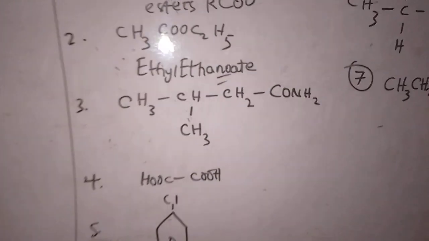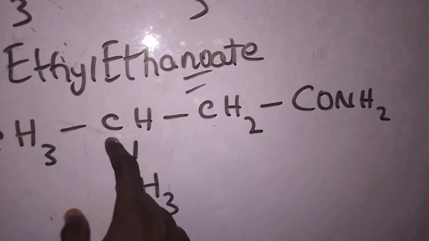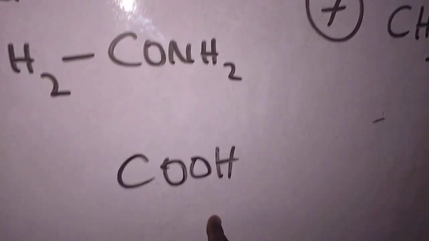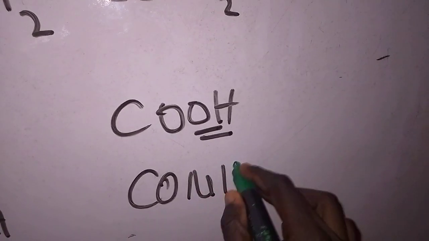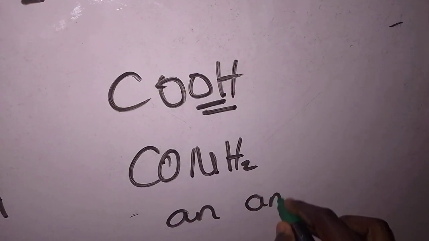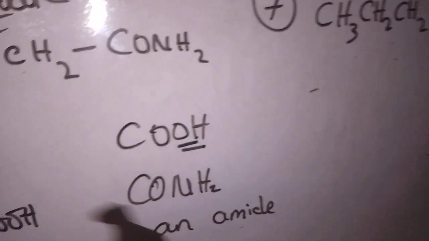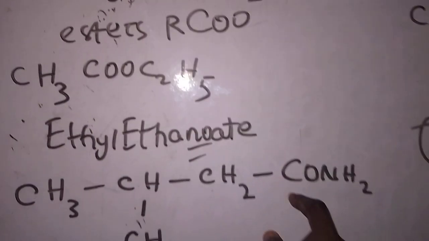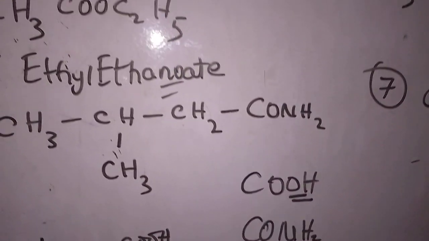Now for number 3, which is kind of like a lengthy one. If you look at number 3 too, you are still having carbonyl carbon. This is 1, 2, 3, 4. Now let me make a statement. You have COOH to be alkanoic acid. When the hydroxyl of carboxylic acid is replaced with amino, it gives you an amide. So this compound here, 1, 2, 3, 4, this is an amide.